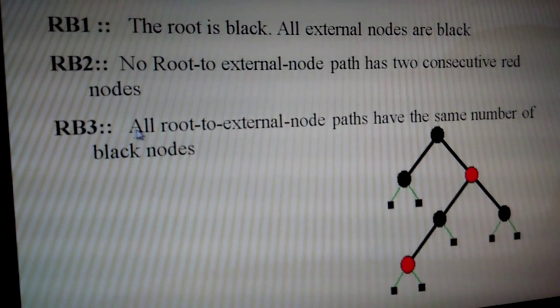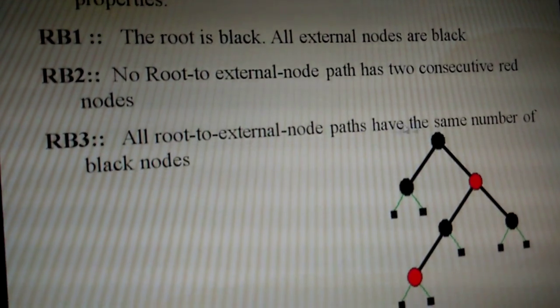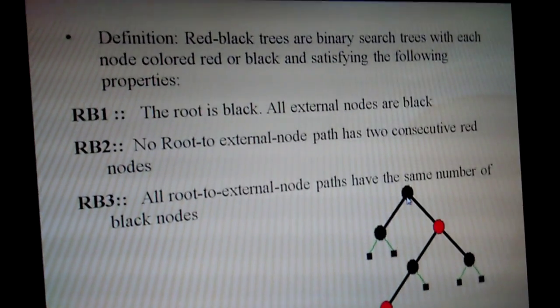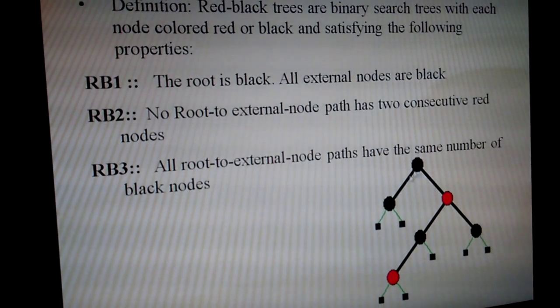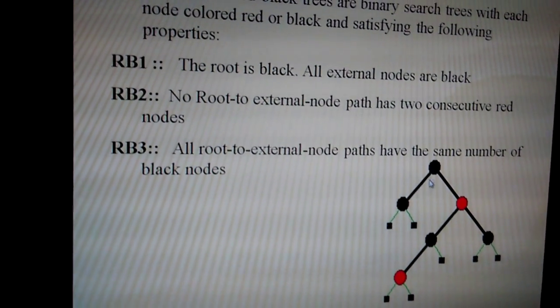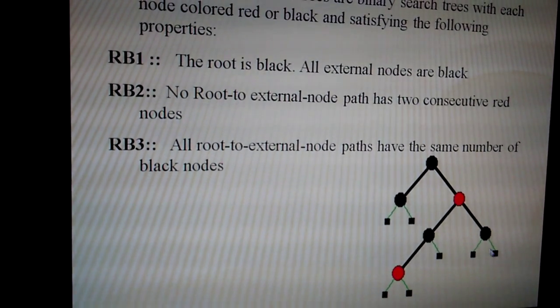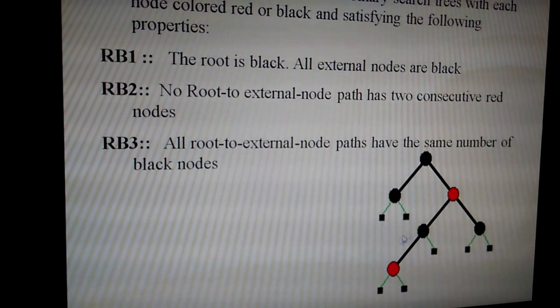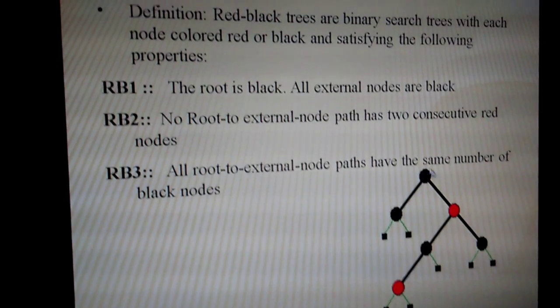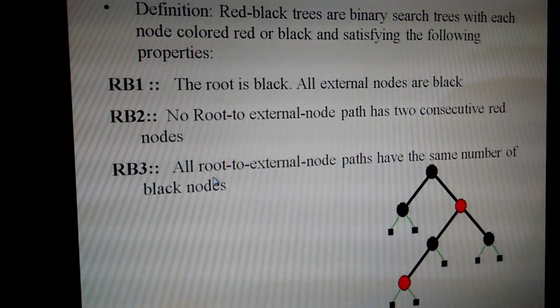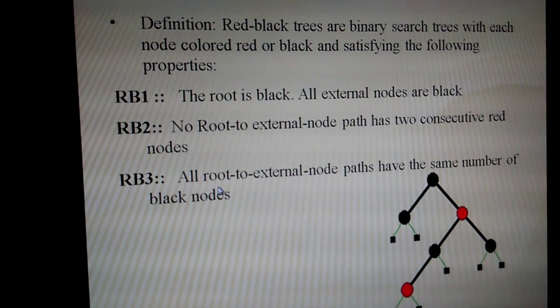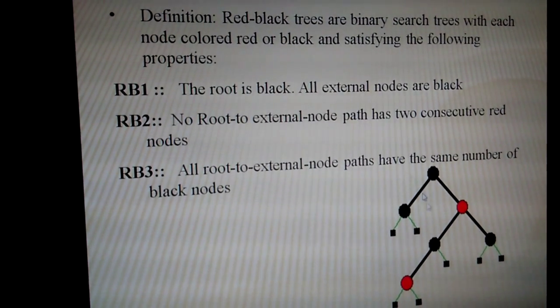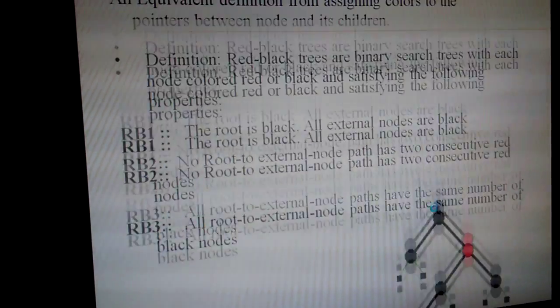Coming to property 3, all root to external node paths have the same number of black nodes. This is root to external, and this path has one black node. This is another path, and it has one black node. This is one more path, and it has one black node. All the paths should have the same number of black nodes. So according to these properties, this is an example of a red black tree.